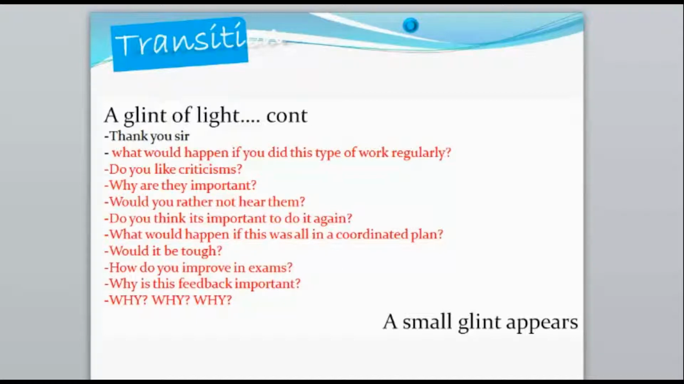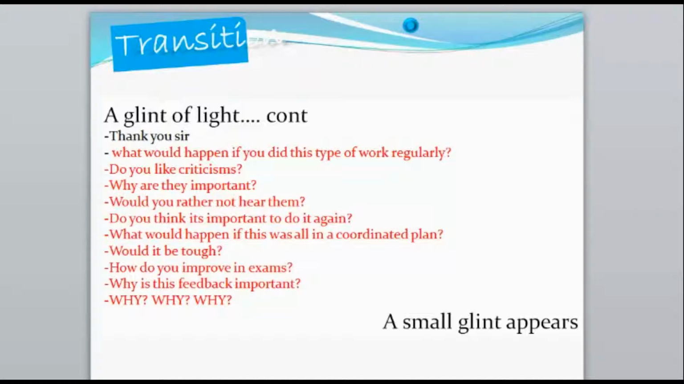And you don't say this. You don't say, oh wow, a horizon is appearing for you. You say, okay, what would happen if you did this type of work regularly? You keep on firing questions. They go, well, I suppose I would improve in exams. Would you like criticisms? They go, no. Oh right, so you prefer not to hear criticisms? Well, I suppose they're kind of important. Why are they important? Well, because you won't improve. They say, oh, okay, that's interesting.